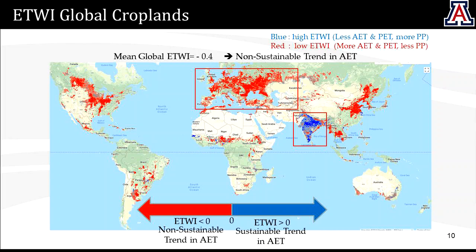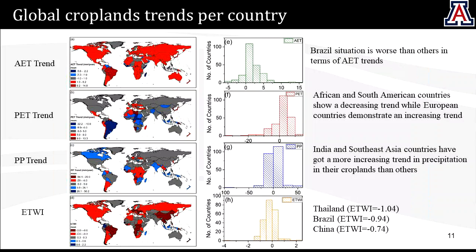The average value of ETWI for the global croplands is -0.4, suggesting that the changes in PET and PP trends are not enough to compensate for the large increasing trend in AET. Croplands water management mainly depends on the internal rules of countries, and also climate change can affect countries' cropland differently. Therefore, the trends in croplands and ETWI were averaged in each country and compared.